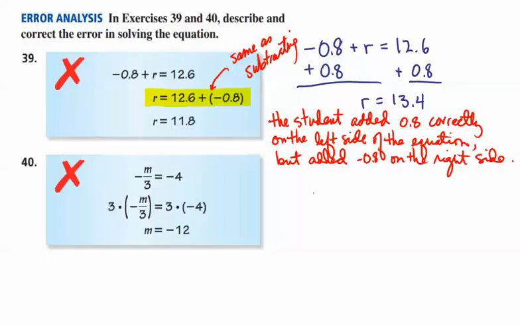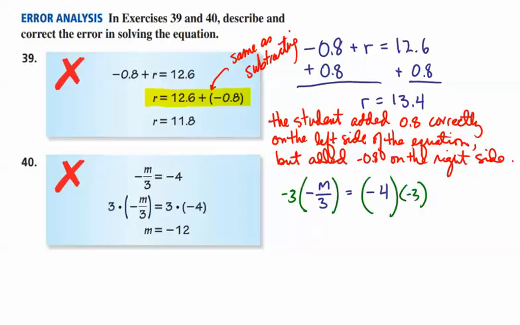In problem number 40 we have negative m divided by 3 is equal to negative 4. So our variable m is being divided by 3. We could actually say our variable m is being divided by negative 3, even though the negative is not put into the denominator, that's what's happening. And so to undo this, what we would need to do is to multiply both sides by negative 3.